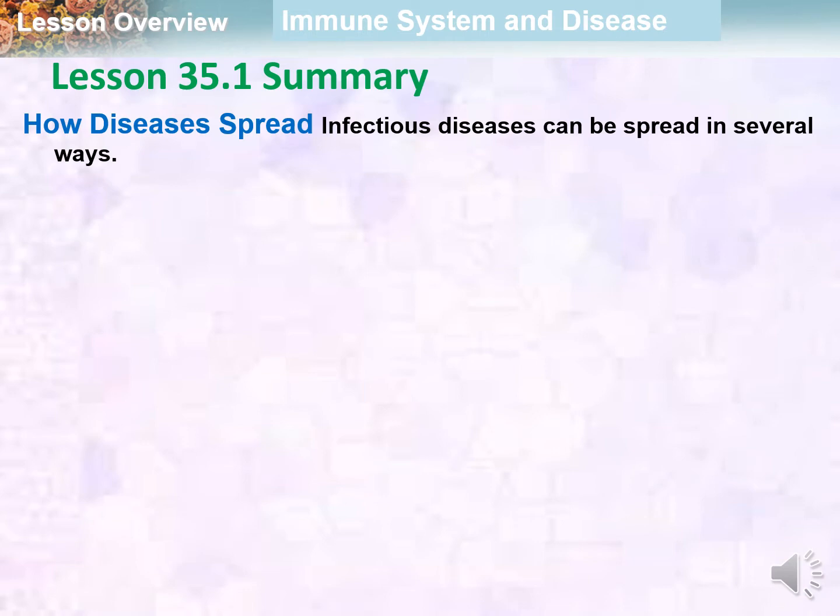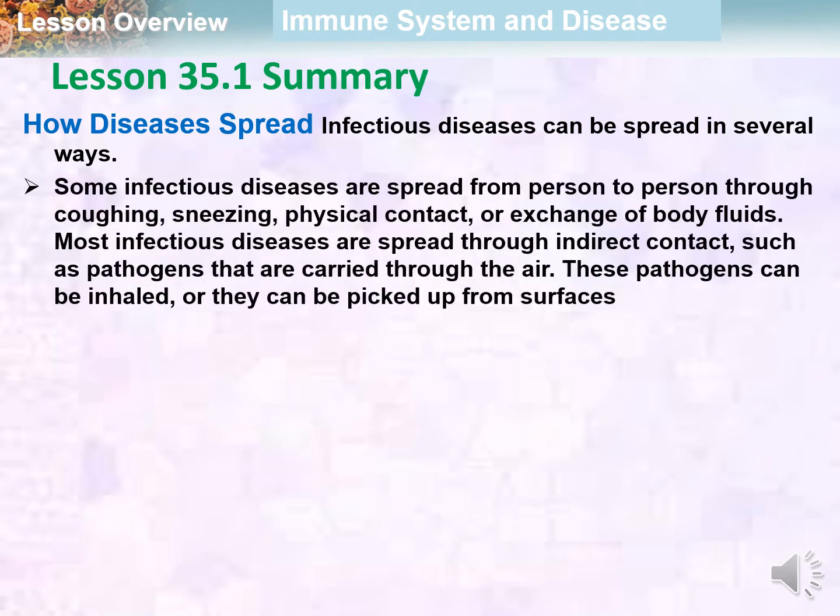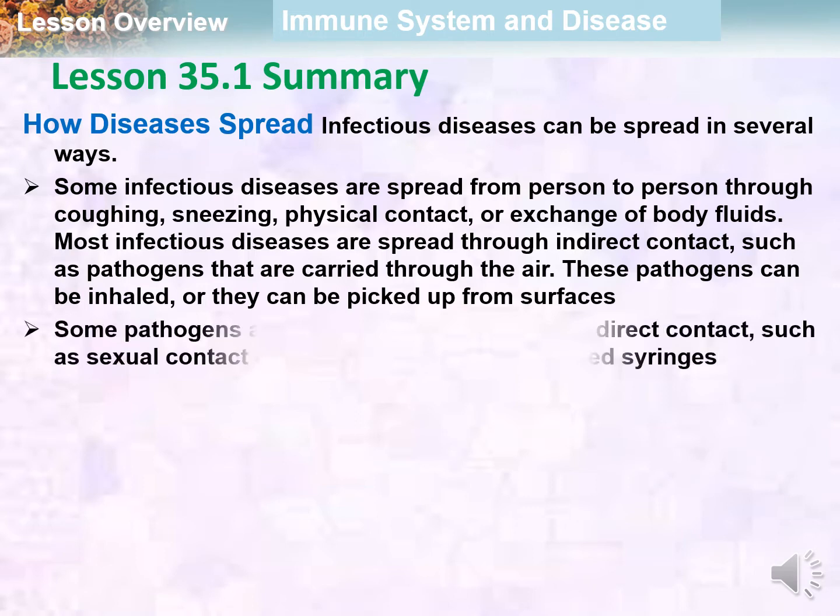Now, how diseases spread? Infectious diseases can spread in several ways. Some infectious diseases are spread from person to person through coughing, sneezing, physical contact, or exchange of body fluids. Most infectious diseases are spread through indirect contact, such as pathogens that are carried through the air. These pathogens can be inhaled or they can be picked up from surfaces.